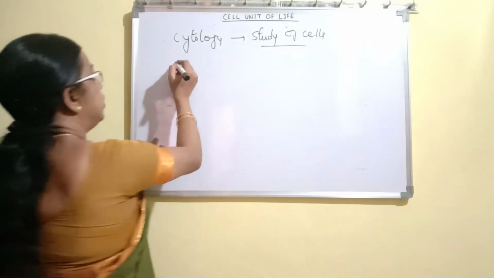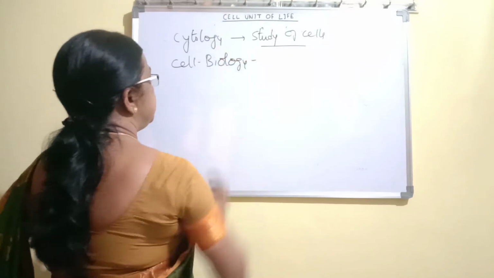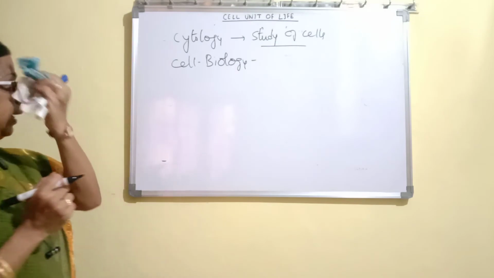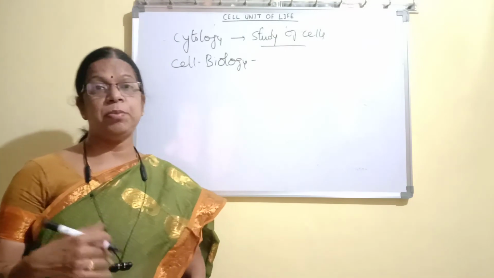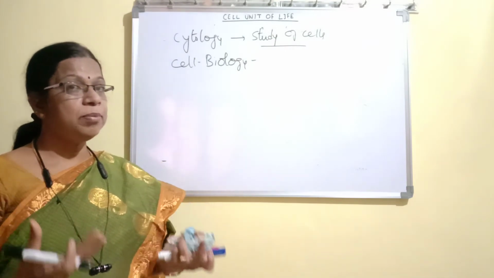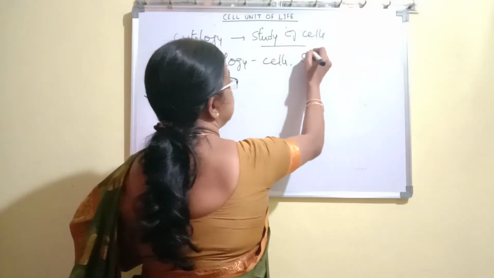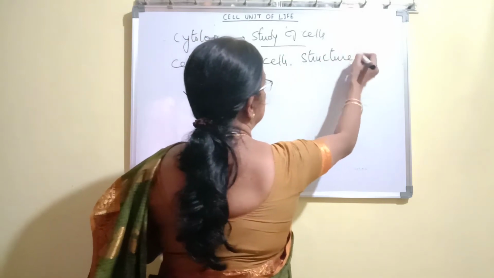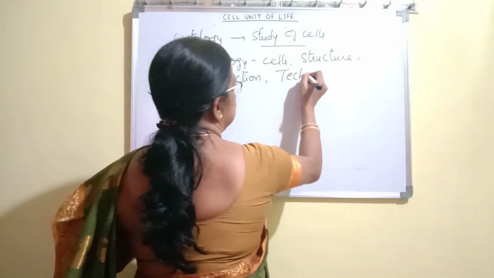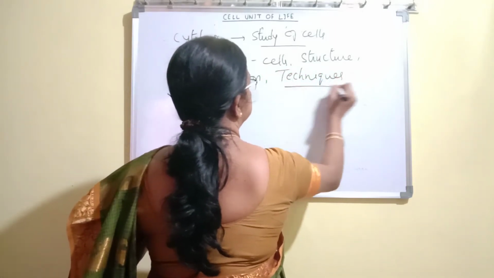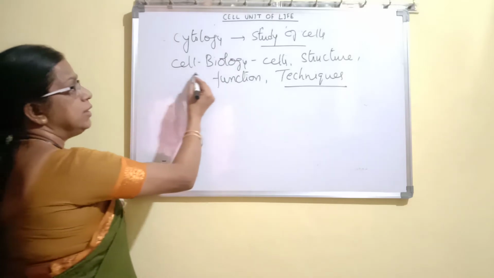But we also come across another term called cell biology. Cell biology is a broader perspective, a broader view. That means it includes all cells, their structure, function, and also the techniques involved in the study of cells. So that is called cell biology.